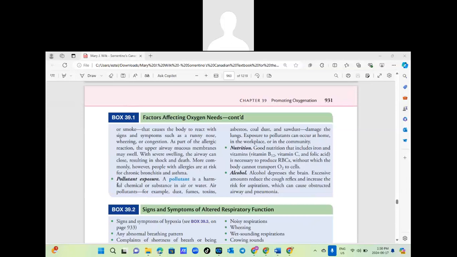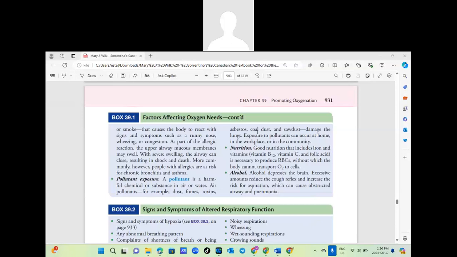So, we have another one, pollutant exposure. A pollutant is a harmful chemical or substance in air or water. Air pollutants, for example, dust, fumes, toxins, asbestos, coal dust, and sawdust, damage the lungs. Exposure to pollutants can occur at home, in the workplace, or in the community.